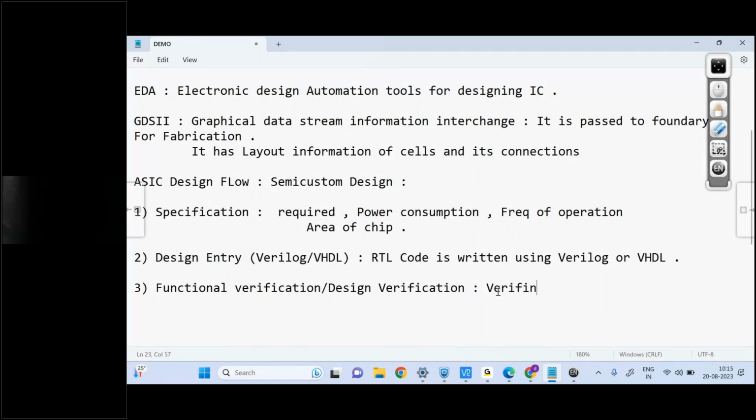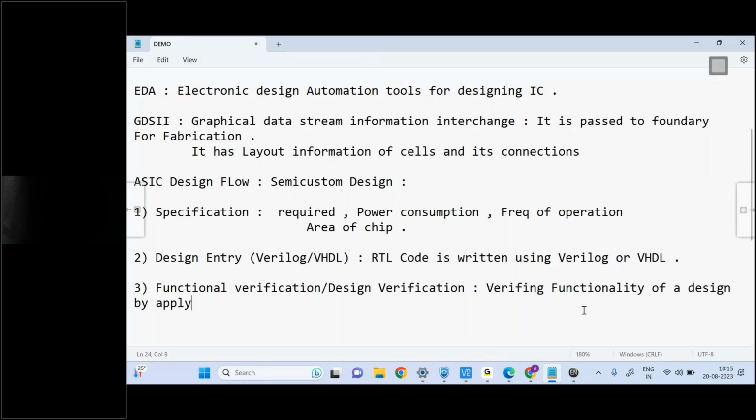See, the first question they ask in interviews is, explain ASIC design flow. So you should know how to define each and every step, at least the basic terms. So what is functional verification? Verifying the functionality of a design by applying test cases, also called test vectors. What are test cases? Different combinations of inputs.